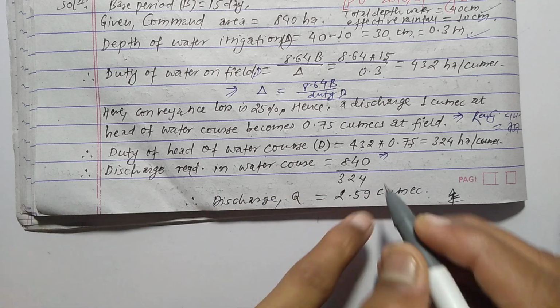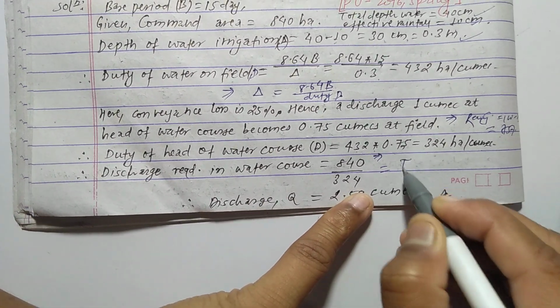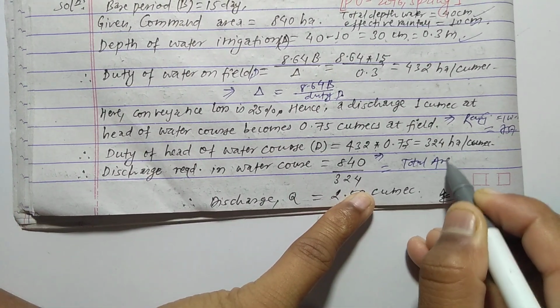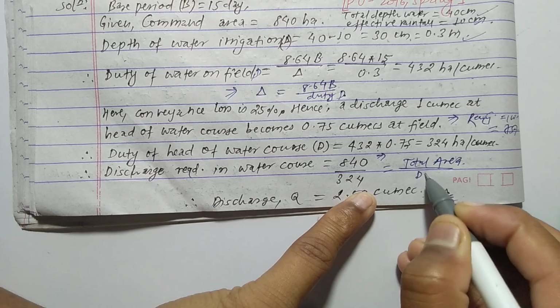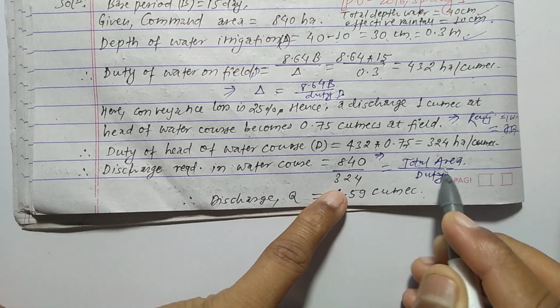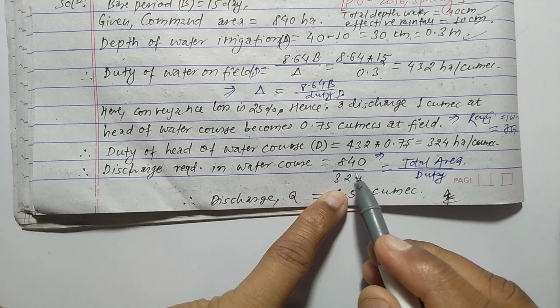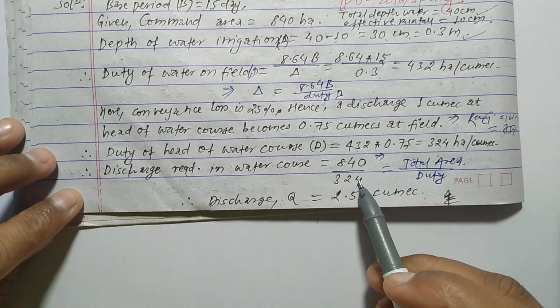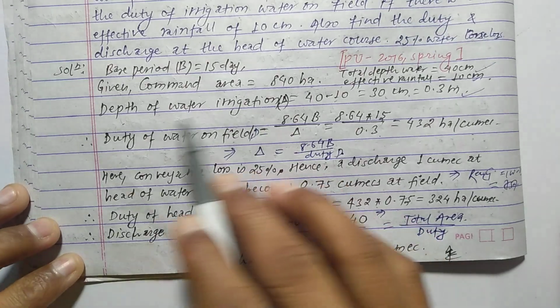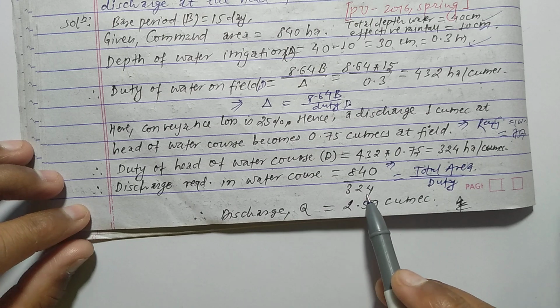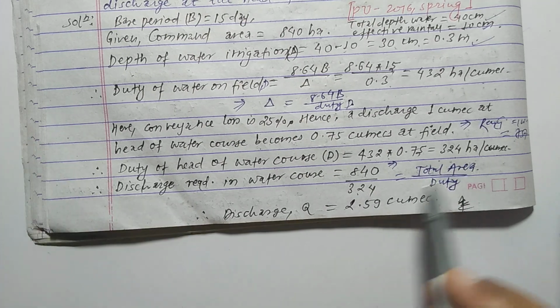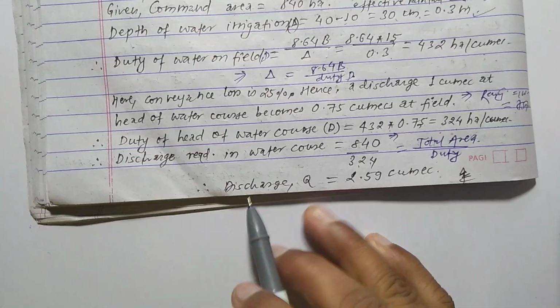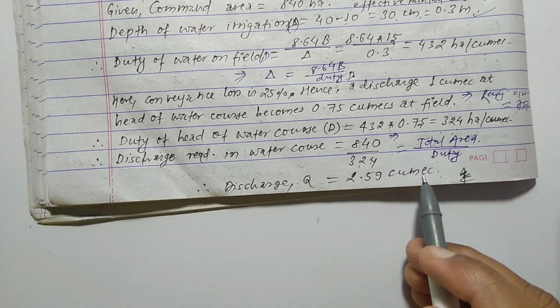You can calculate discharge with the help of this formula: total area by duty. We have total area as 840, which is given in the question, and the duty we have already calculated as 324 hectare per cubic. So after calculating this value, we get the discharge equal to 2.59 cubic.